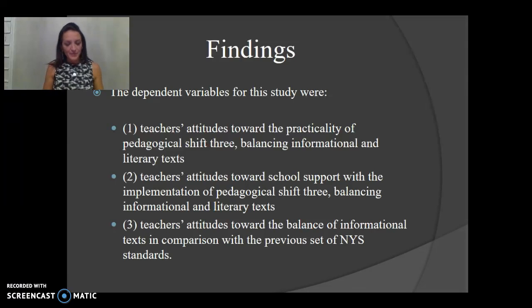Again, the dependent variables for this study are listed here, and they were attitudes toward the practicality of pedagogical shift 3, attitudes towards school support when it comes to the implementation of pedagogical shift 3, and attitude towards this shift in comparison with the previous New York State standards.